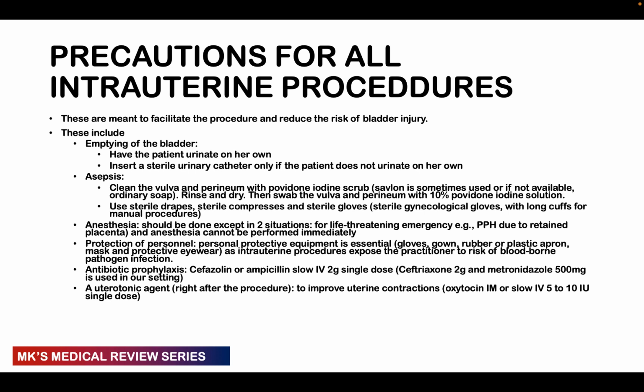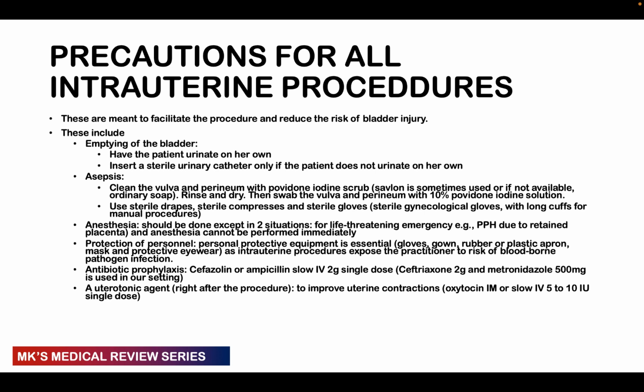Number one, you tell the woman to empty her bladder. You can have her urinate on her own, or you can insert a sterile urinary catheter to drain the bladder. The second thing is that there must be asepsis, so you should clean the vulva and the perineum with a povidone iodine scrub. Sometimes we use Savlon in our setting, and if it's not available, then we can use ordinary soap. We rinse and dry, and then we perform vulvar and perineal swabbing with about 10% povidone iodine solution. We can use Savlon in our setting here.